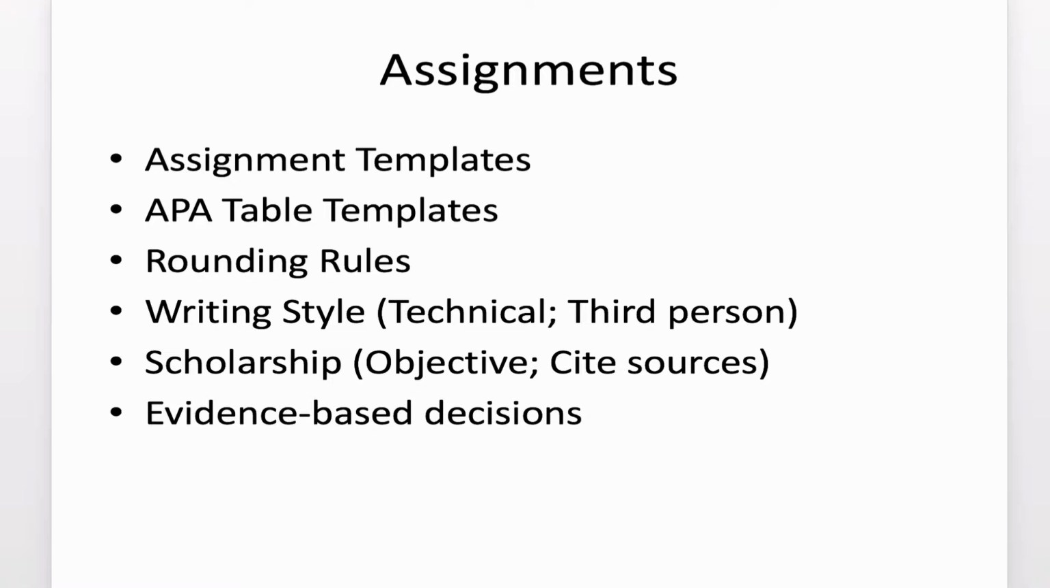I want you to cite your sources using APA form and style. I want you to be objective about your interpretation of data. And what I mean by that is don't go beyond what the data can offer. And do not offer your opinion unless you're an expert. Stick to what the data can support and don't go beyond that, even if you have a gut feeling about something. And then finally, use evidence-based decisions. That is, the decisions that you make are going to be rooted in the data that are available to support it.